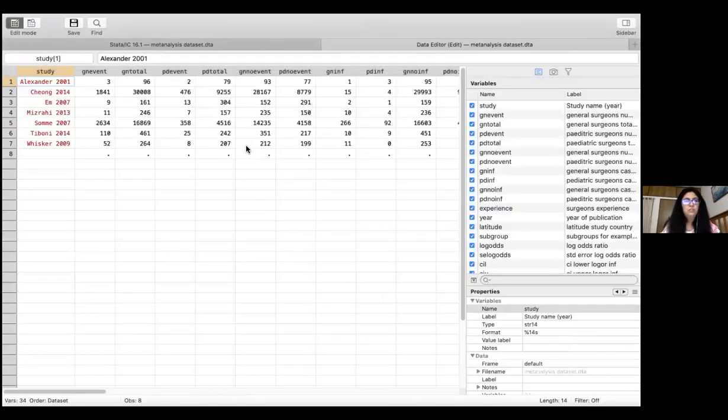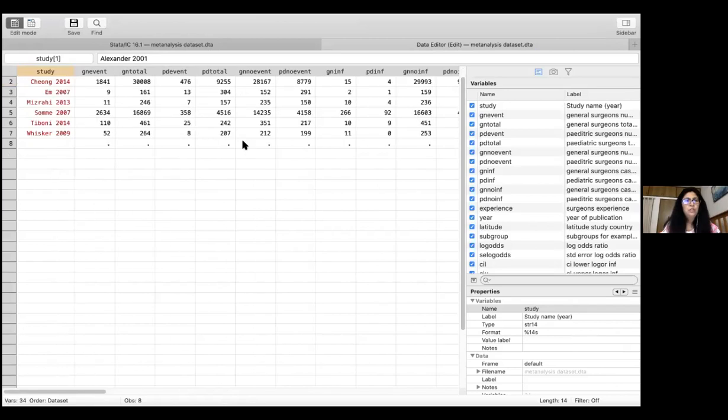Okay. So here we have the study name. Then you have the general surgeons. I've just named it number of events. This is the total number of participants, so you can just subtract it to get the ones with no events.